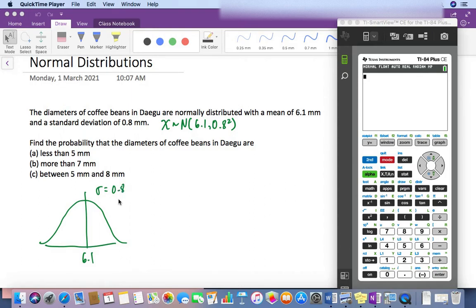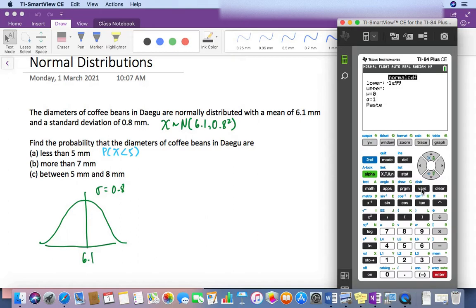Okay, so if I take a look at the first question, what's the probability that the diameters is less than 5 millimeters? Notation wise, I should say the probability of x less than 5. Okay, and I'm going to go to my calculator to input what I need, and that will be using second vars, which will bring me to the distribution menu, and I choose NormalCDF. Okay, we will never use NormalPDF.